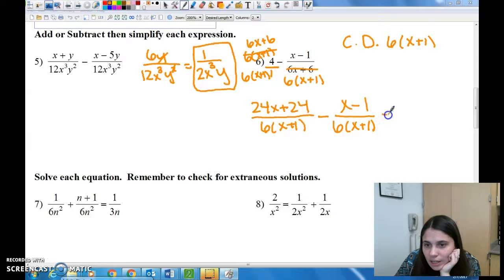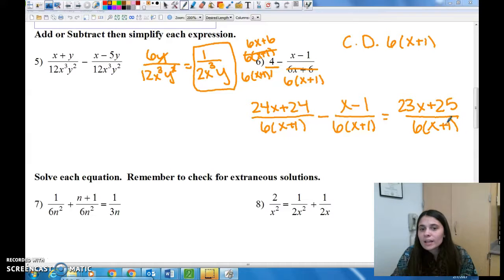So then I can go ahead and subtract straight across. So 24x minus x is 23x. 24 minus a negative 1 is like 24 plus 1, which is 25, over 6 times x plus 1. And at this point, there's nothing to factor, nothing that cancels, so I'm just done right there.